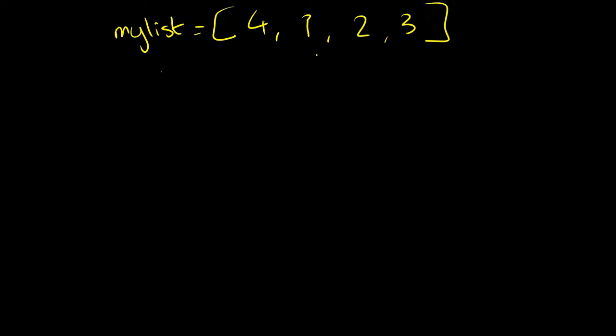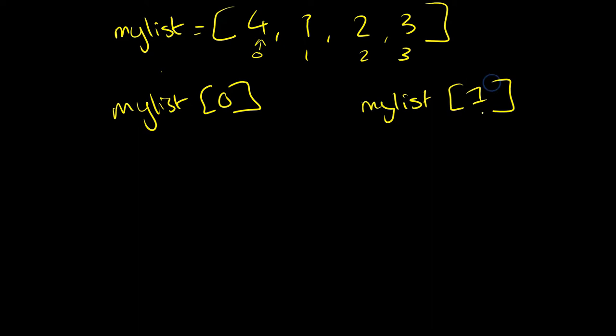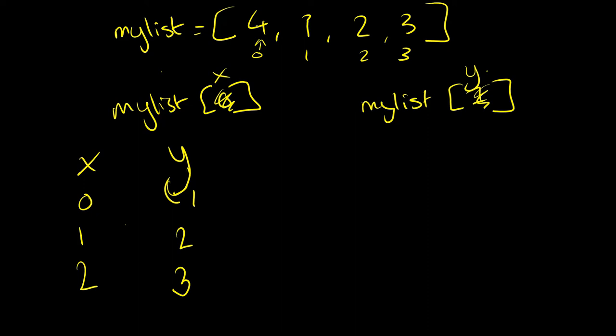Right then, so we've got our list and we've got in it 4, 1, 2, 3. We know that this is 0, 1, 2, 3 with their locations, and first of all we looked at location 0 and then we looked at location 1, and then we have changed those values to X and Y. So X is a simple one because X just needs to go 0, 1, 2. And then Y, the next one up, goes 1, 2, 3, because we're looking at 0 and 1, then we're looking at 1 and 2, then we're looking at 2 and 3.